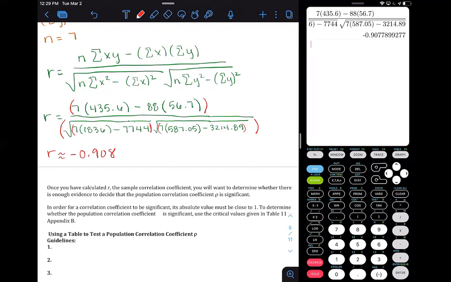And let's see here. I'm trying to decide something.